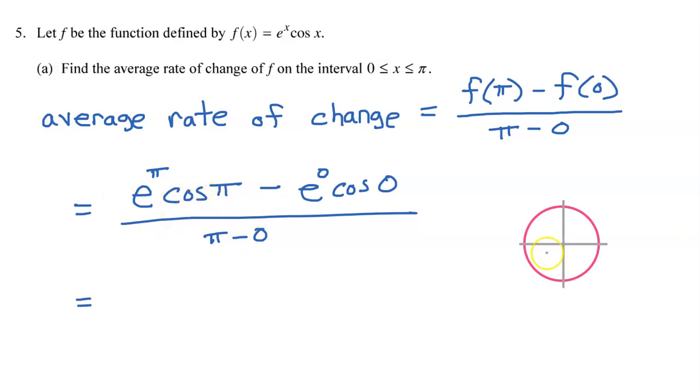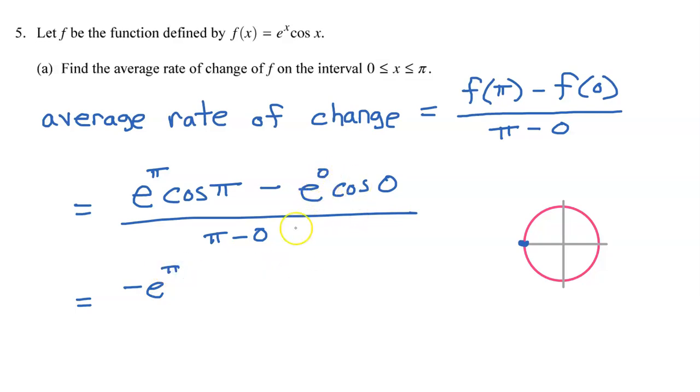Cosine of pi, which is right here, will be -1 because cosine is the x value. So this is -1 times e to the pi, so I'm just going to write negative e to the pi.